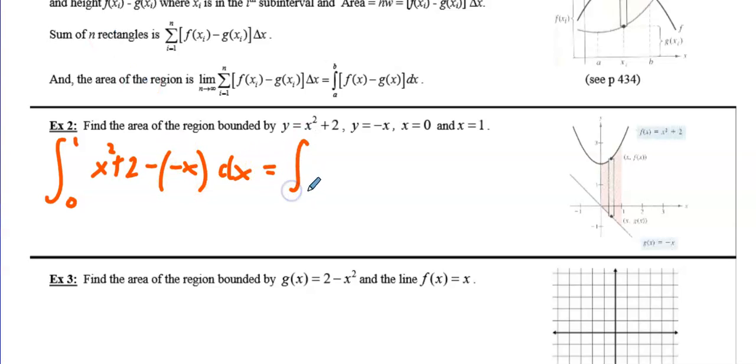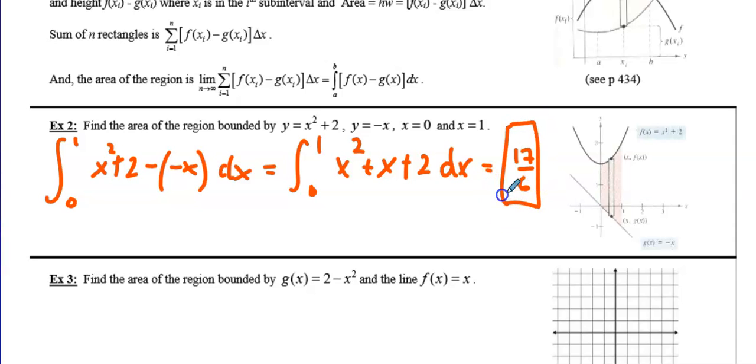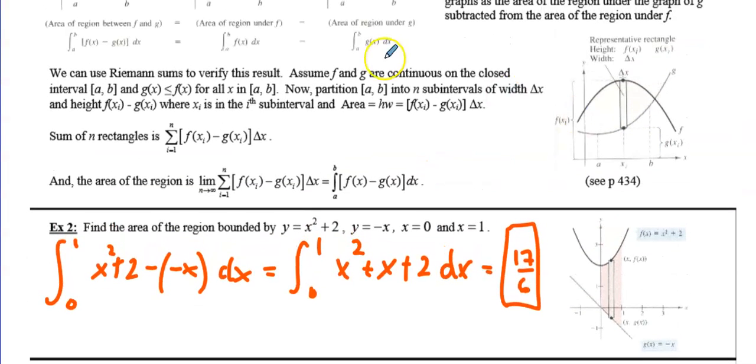Then we can go ahead and distribute our negative if we want to, and we're going to get x squared plus x plus 2 dx. And when we integrate this using the fundamental theorem of calculus, we're going to get 17 over 6. So the area of this region is going to be 17 over 6. Again, ladies and gentlemen, we have it in the notes for you. This is a really small way of seeing it, but this is the area of our region.